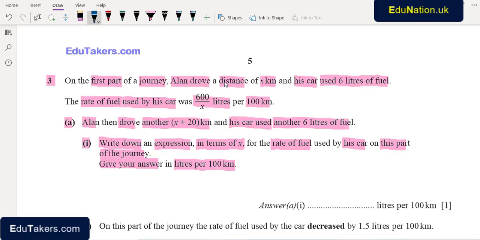When Alan drove a distance of X kilometer and his car used 6 liters of fuel, the rate of fuel used by this car was 600 over X liters per 100 kilometer. And here he drove X plus 20 kilometer and his car used another 6 liters of fuel, and we have to give answer in liters per 100 kilometer. So this will be 600 over distance, which is X plus 20 kilometer. So 600 over X plus 20.